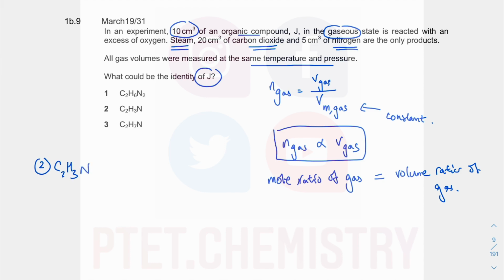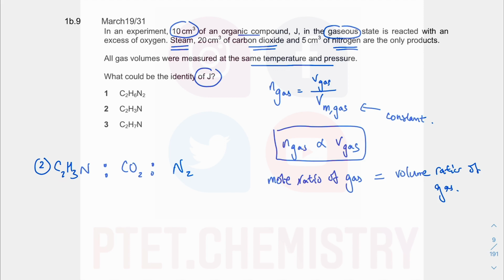C2H3N, that will give me, so I'm comparing that to CO2. No, let's compare H2O first. Steam, I don't actually need to know steam because they don't give me the volume of steam, you see. They just say steam. They give me the volume of carbon dioxide, they give me the volume of nitrogen. So they don't give me the volume of steam, so I don't really need to compare. I don't have anything to compare steam to, you see, okay? But I have the volume of carbon dioxide and nitrogen.